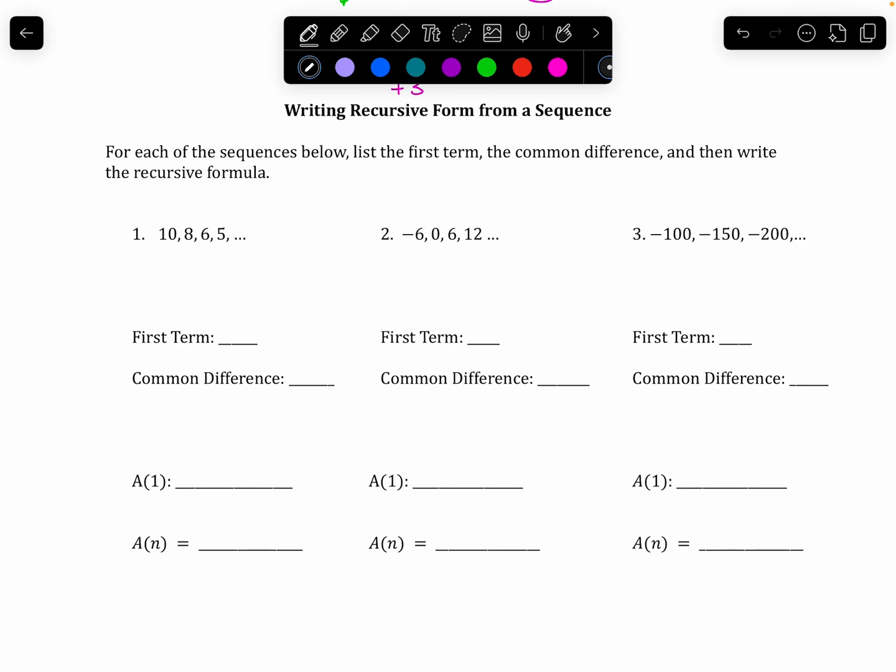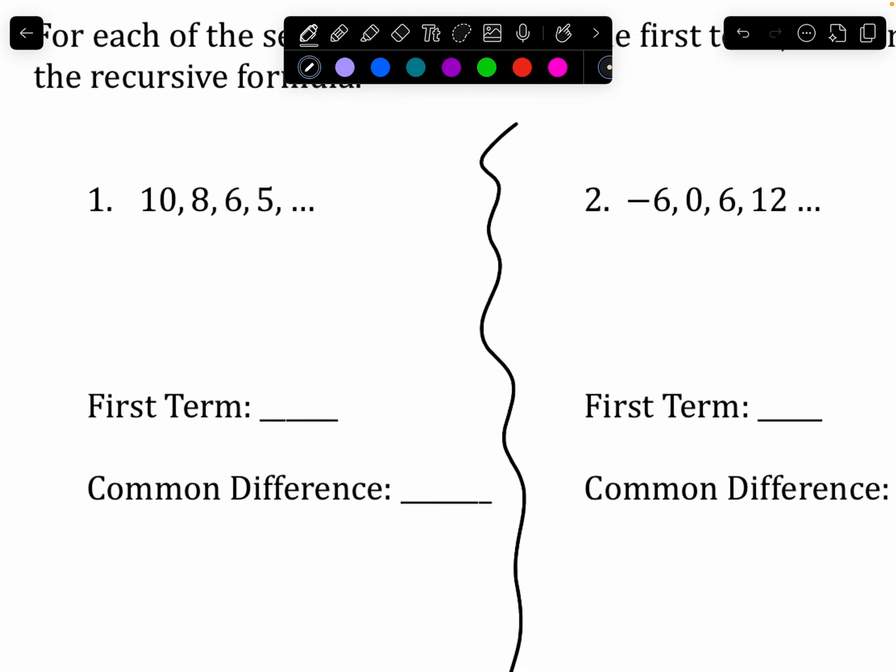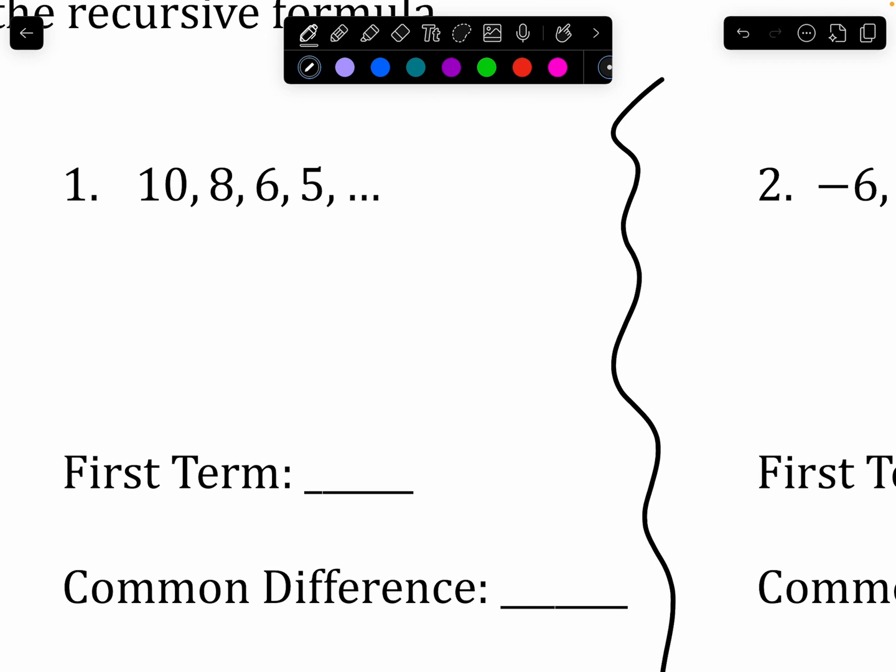All right, and then the last section, these notes are short today. It says writing recursive form from a sequence. For each of the sequences below, list the first term, the common difference, and then write the recursive formula. Okay, so we have 3 things going on. We've got a problem here, and a problem there. So for number 1, I need to figure out what I'm doing to get from term to term.